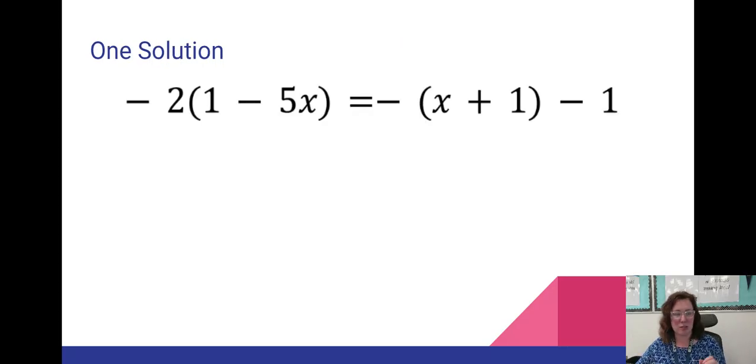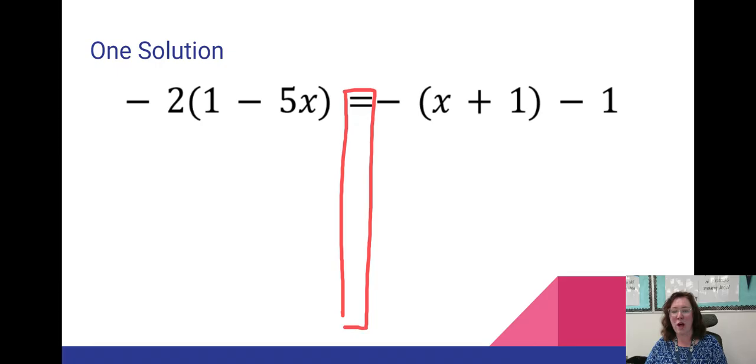So let's just take a look. I'm going to draw my wall. That's going to keep me organized. And one solution means I'm going to get x equals a number. First, I'm going to simplify this side. Negative 2 times 1 is negative 2. Negative 2 times negative 5 is positive, because a negative times a negative is a positive. 2 times 5 is 10 with an x next to it.